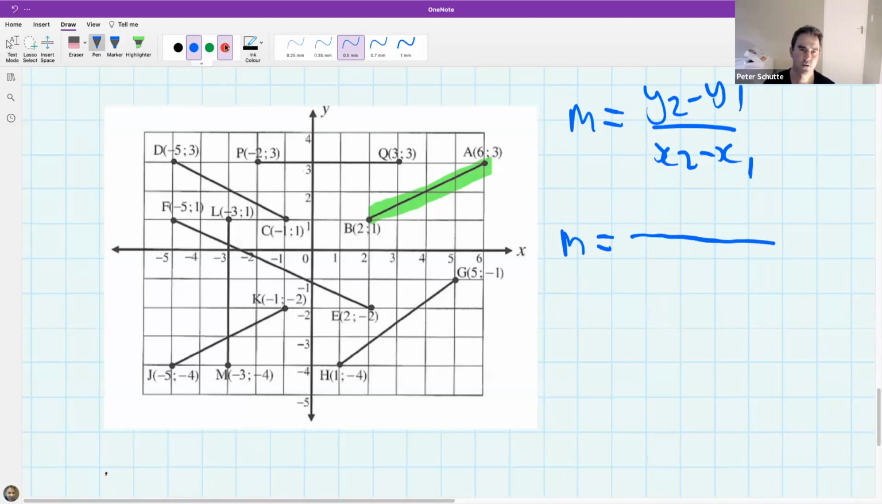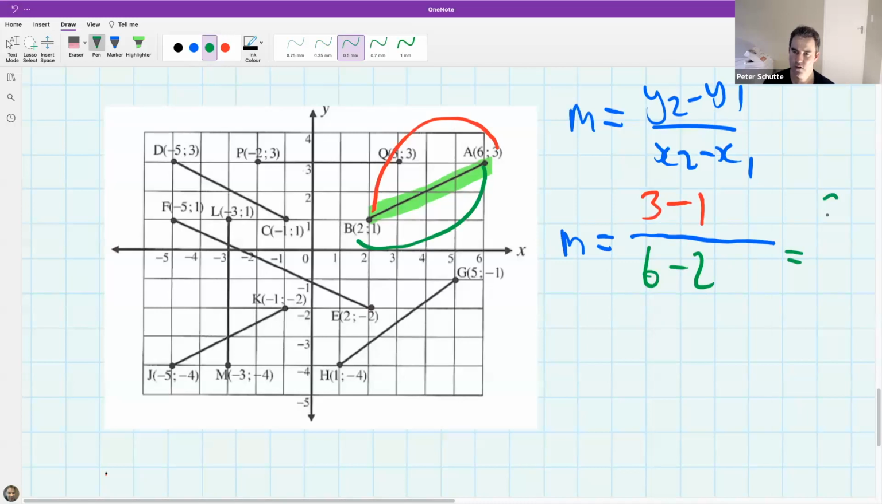So what do we need to do? Often students make a mistake by not having the Y on top. So 3 minus 1 is an important step. And then 6 minus 2, which gives us 2/4, which is 1/2. So you can see that the formula works.